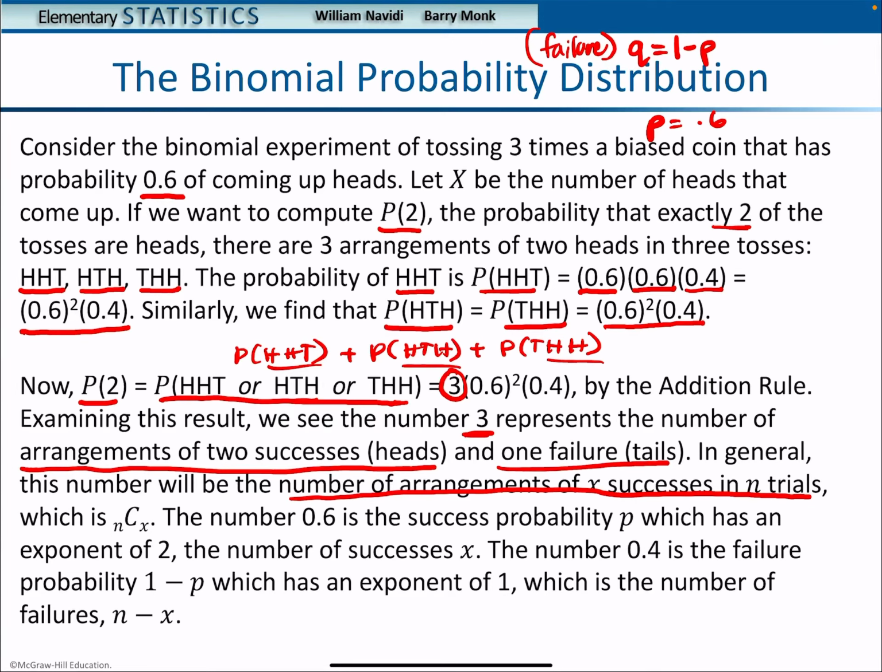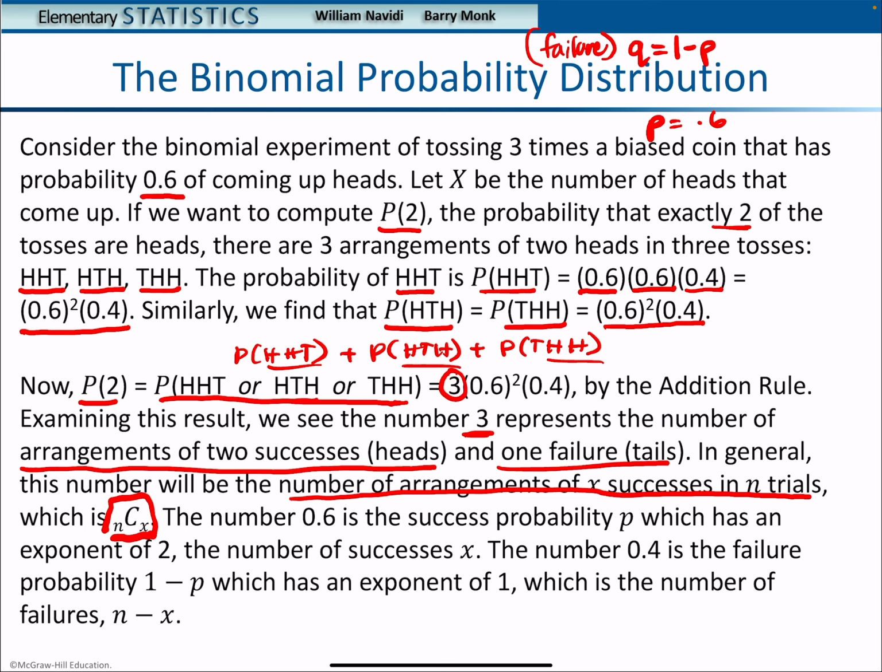Okay, and welcome back. I'm sorry, we had to abruptly stop there, but let's continue. 6.2 part 2. We were talking about the symbol here, which means how to count the number of arrangements in X successes in N trials. Meaning, how many times does this occur?